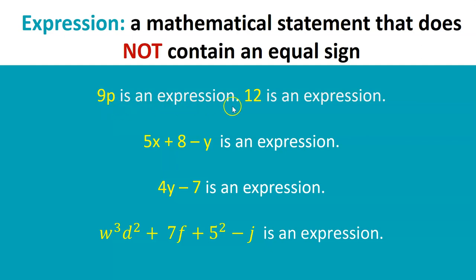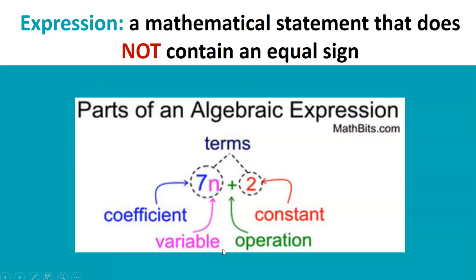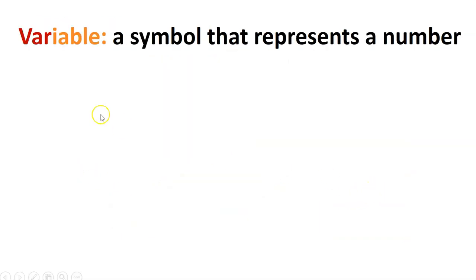9p is an expression. 12 is an expression. 5x plus 8 minus y is an expression. And these two at the bottom are also examples of expressions. Now, there are different parts to an expression, and we're going to talk about each one of these. Let's start with the word variable. A variable is a symbol that represents a number.